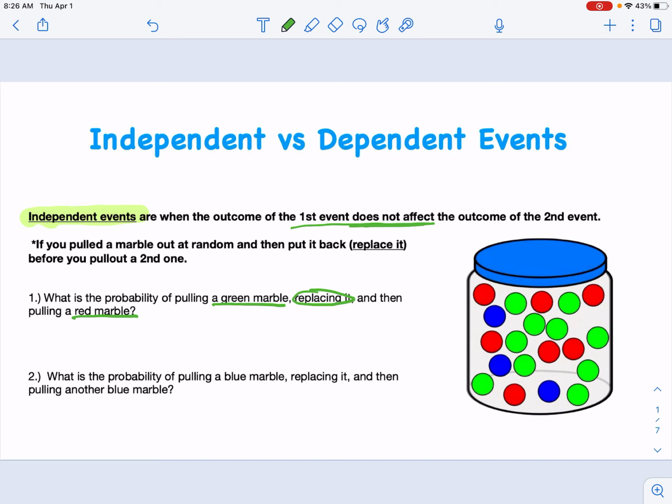Okay, so what we have to do first is find the probability of green. Remember, to find the probability, we need to know the total outcomes, so how many total marbles there are, and if we count them, there's 20. Then we want to find out how many of those are green. So 1, 2, 3, 4, 5, 6, 7, 8, 9, 10 green. So 10 out of 20, remember, we could simplify that. Okay, that is equal to half.